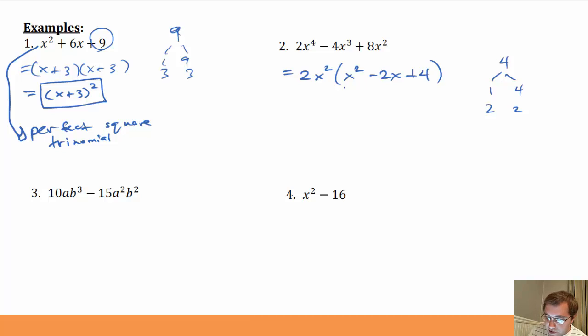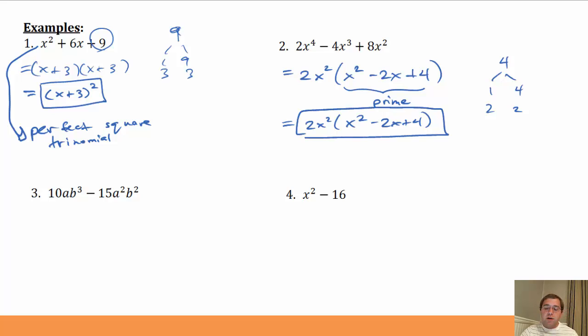So that means what is inside the parentheses is called a prime polynomial. It cannot be factored. It cannot be broken down any further. So our answer then is just what we have here, 2x squared times x squared minus 2x plus 4. That is factored completely. We cannot break it down any further.